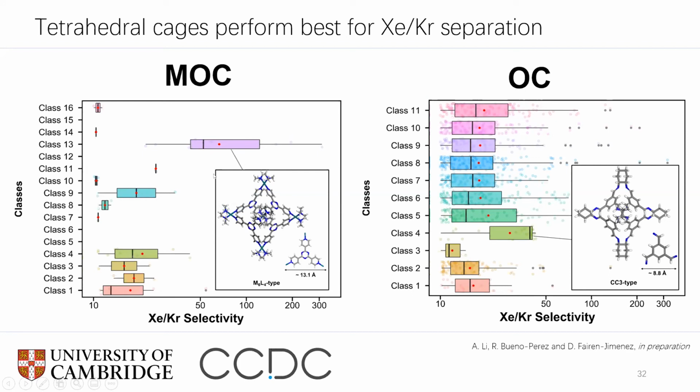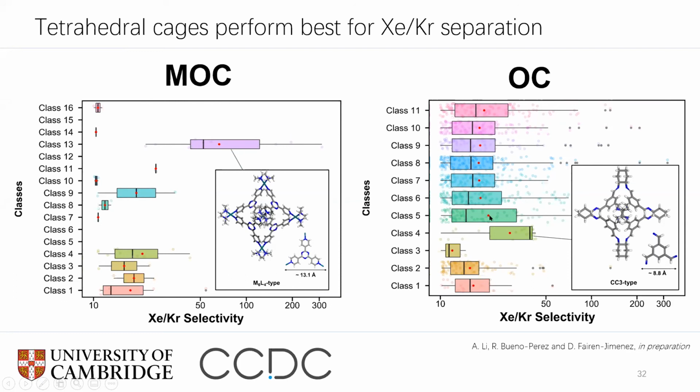And what was interesting is that, on the x-axis is the xenon-krypton selectivity on a log scale. And what we're usually interested in is more towards the right. We want to have more selectivity towards xenon. And so what was interesting is that you can see that class 13 has a wide range of selectivities for xenon. And class 4 here for the organic cages has, well, not necessarily wider selectivity, but has overall median and average performance in terms of selectivity that is better than the other shapes.